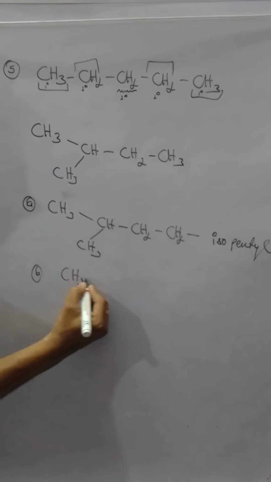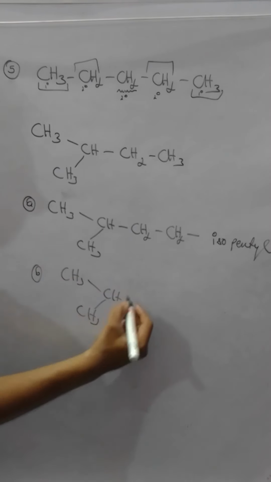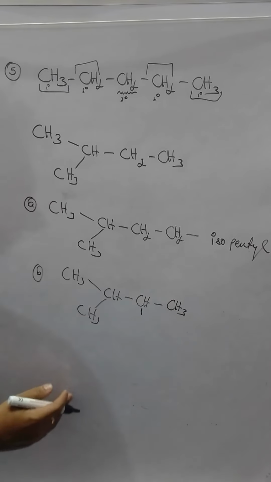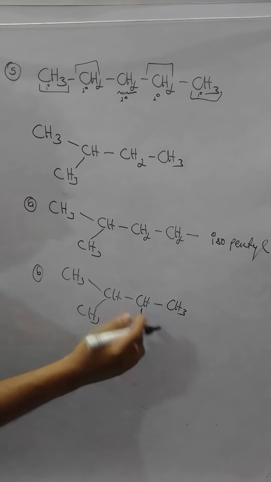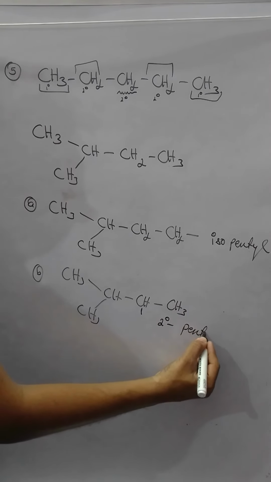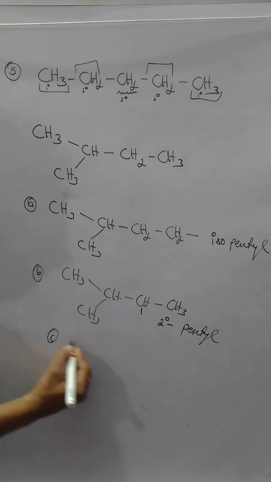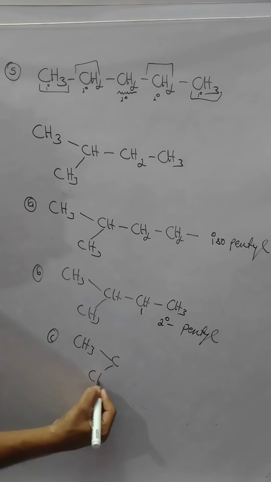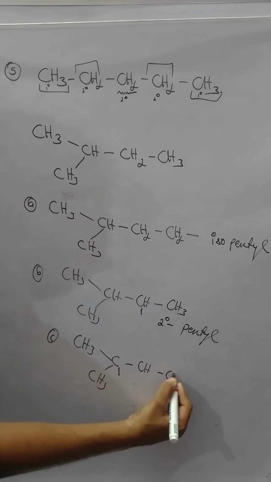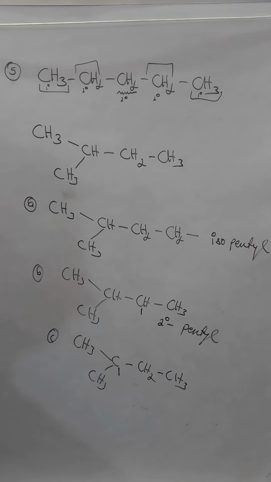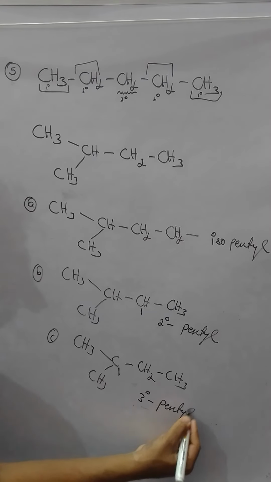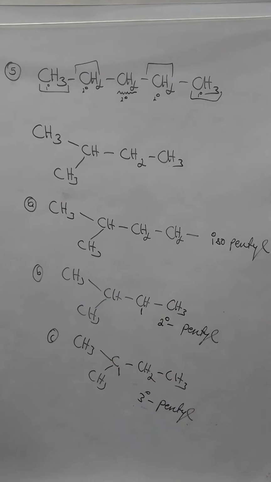Next one, CH3, CH, CH3, this is my CH and CH3. What is this now? We can see this is a secondary carbon. This is just called as a secondary pentyl. This is your secondary pentyl. And if I take a CH3 carbon, remove one hydrogen from here, CH and then CH2 and then a CH3. Now if it is attached to a tertiary carbon, we call it as a tertiary pentyl. This we will be calling it as a tertiary pentyl over here.